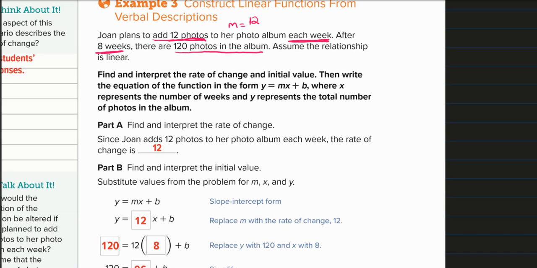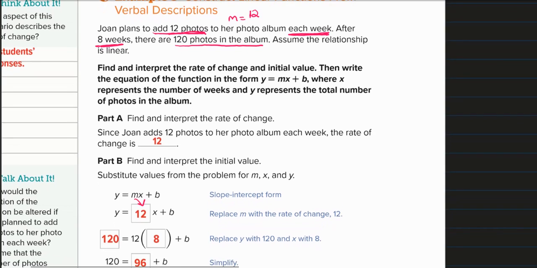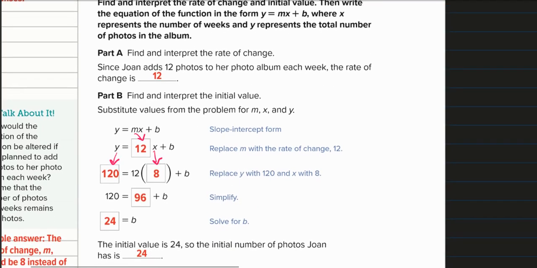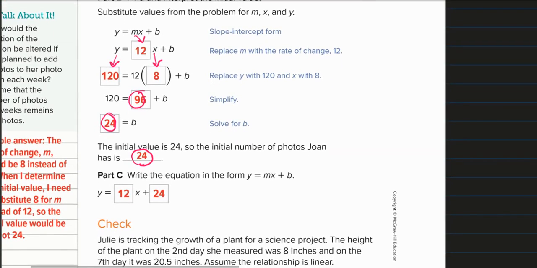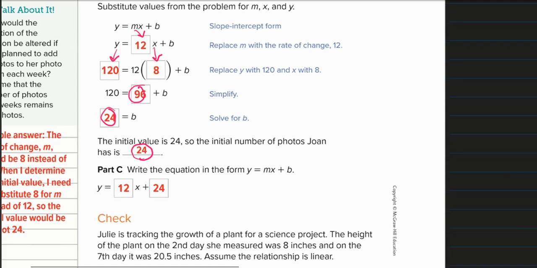Again, we're going to plug that slope into our equation. We're going to plug in the 8 weeks. So time is usually x. So that's why 8 is our x value. And then our total number of photos is going to be our y value. We're going to simplify. So we should put a 96 in this box. And we're going to get our initial number of photos to be 24. So 24 is our initial value. Our equation to represent this situation is going to be y equals 12x plus 24. All right, next, we're going to do a check.